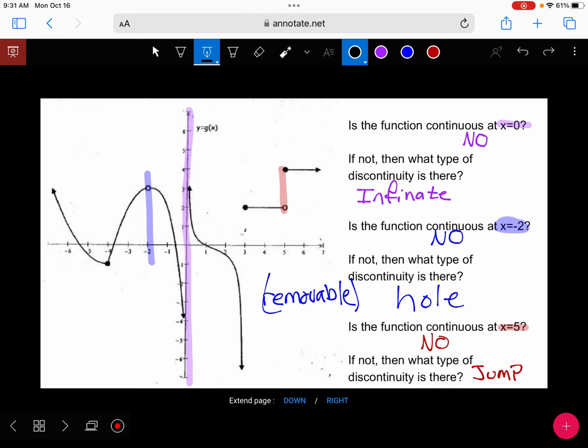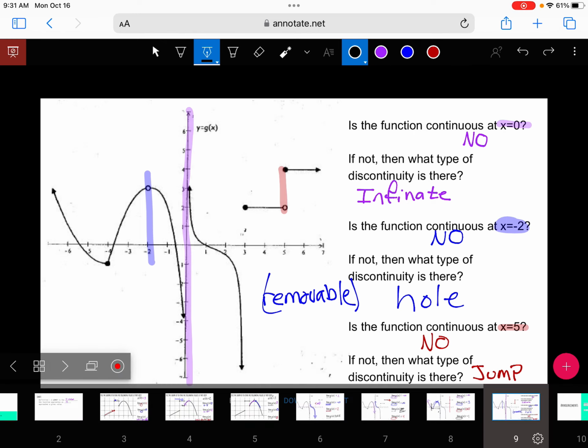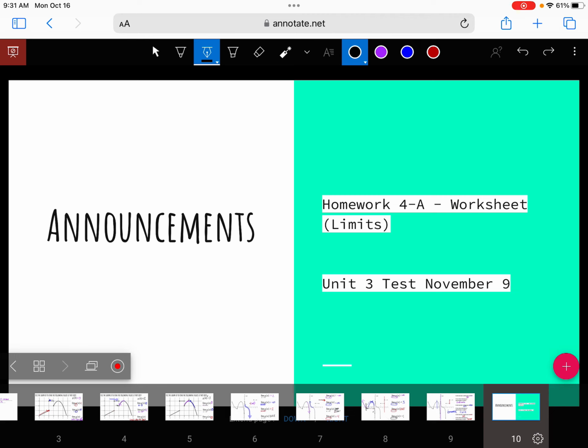So, tomorrow we will do the ones that are all equation-y. But it's the same vibe. I'm good at counting. Okay, so you guys can work on this and then maybe not have homework. We love that. Our Unit 3 test is going to be November 9th. November 9th.